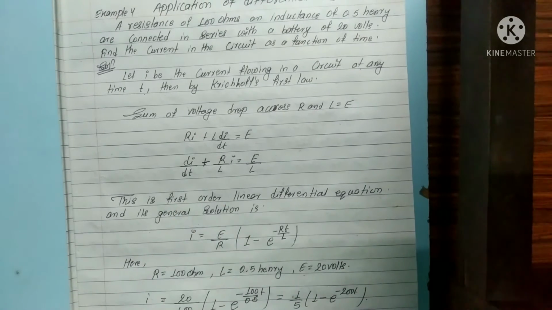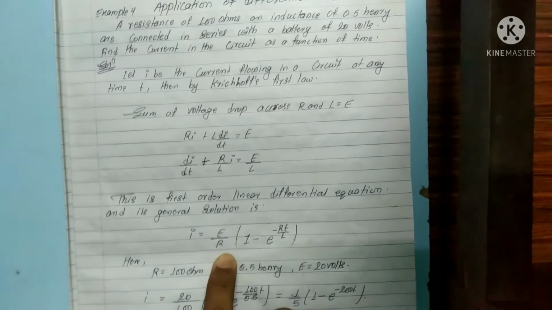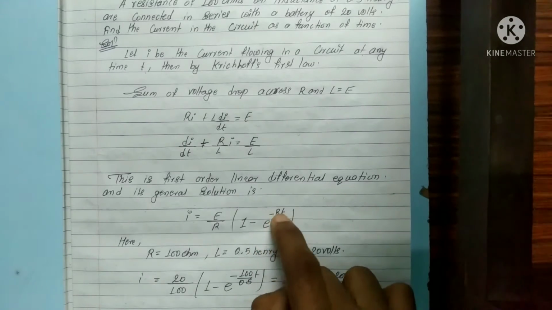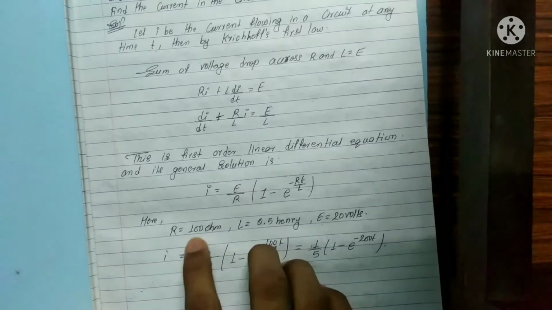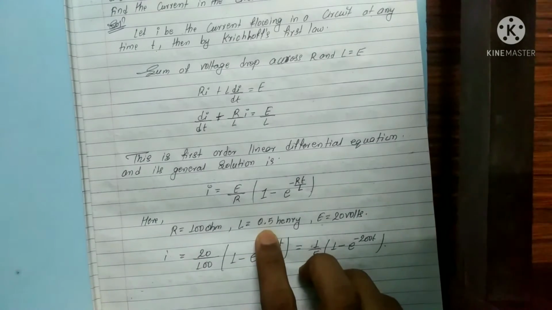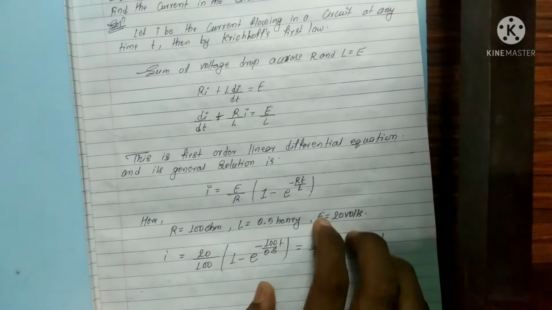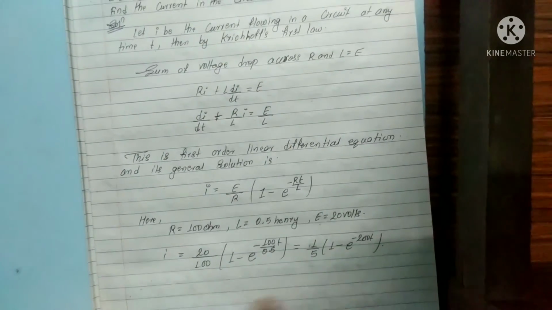From the first order linear differential equation, its general solution is the current I is equal to EMF by resistance into 1 minus exponential power minus resistance into t by inductance. Here in the question, they have given resistance, inductance, and EMF. When we put the values of resistance, inductance, and EMF, we find the value of I. Now we have found the value of the current flowing in the circuit.